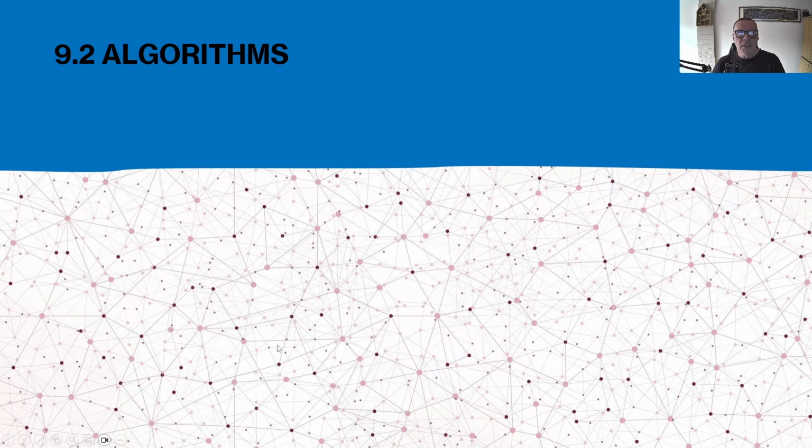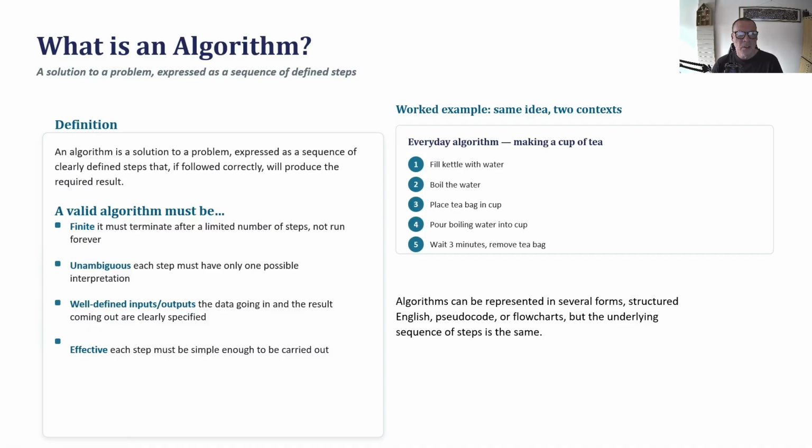This video covers section 9.2 of the CIE 9618 Computer Science A-Level specification. This is algorithms. So first of all, we need to know what an algorithm is. Our definition would be: an algorithm is a solution to a problem expressed as a sequence of clearly defined steps that, if you follow it correctly, will produce the required result.